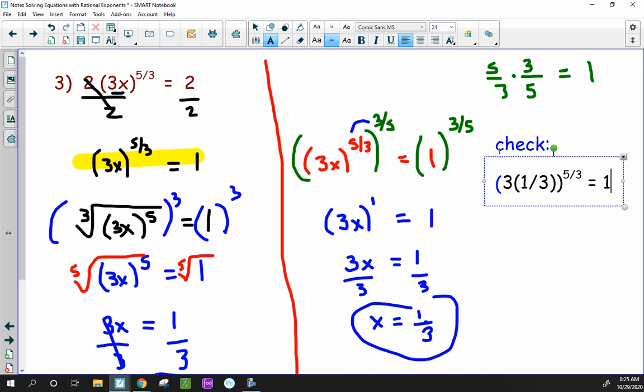And we're just trying to see, does this work? Well, we do inside the parentheses first. 3 times 1/3. That's just going to be 1. And now we are left with 1 to the 5/3 power. And 1 to any power is 1. And so it just shows that it does work. So 1/3 is a good answer.